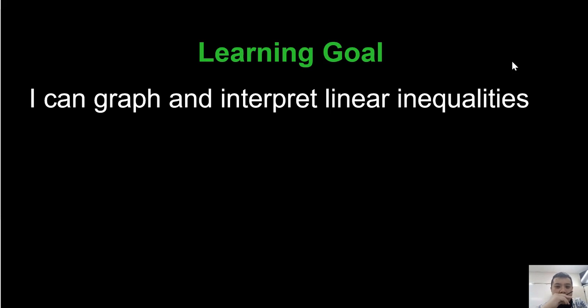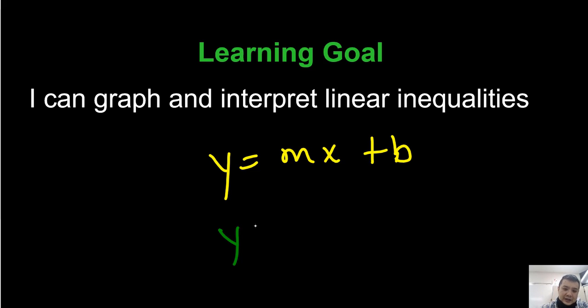Today's learning goal is I can graph and interpret linear inequalities. Okay, so we've been doing linear equations, that is y equals, for example, y equals mx plus b, that's the slope-intercept form, and there's other forms that we know of. But what we're going to be working with now is inequalities, so we're going to be working with things like y is greater than or equal to 4x plus 3. Okay, inequalities like that.